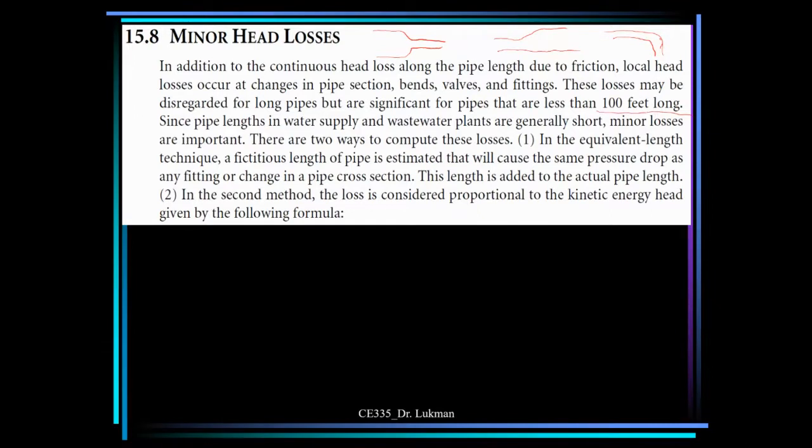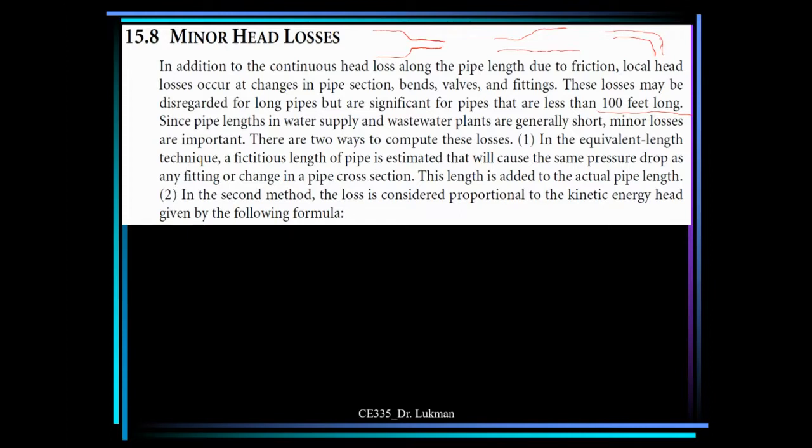For long pipelines, the friction head loss dominates, because the friction head loss is also proportional to the length of the pipe. So for long pipelines we can neglect them, but for pipes less than 100 feet, that is 30 meters. Since pipe lengths in water supply and wastewater plants are generally short, less than 30 meters, minor losses are important. There are two ways to compute these losses.